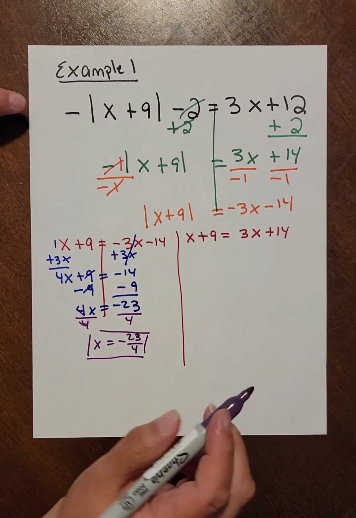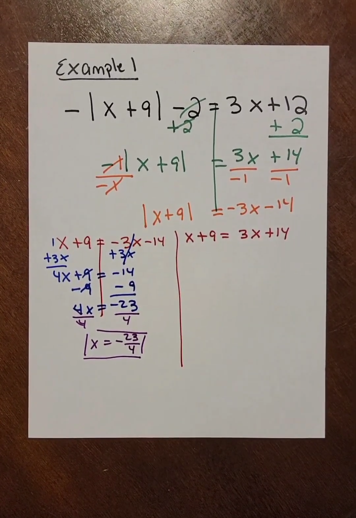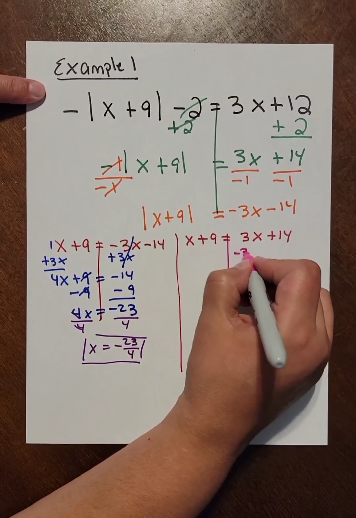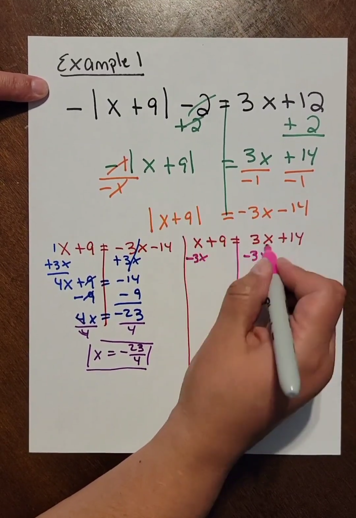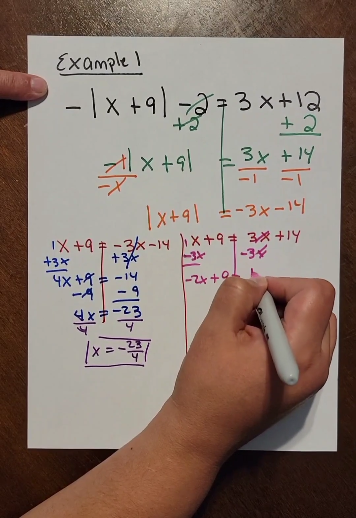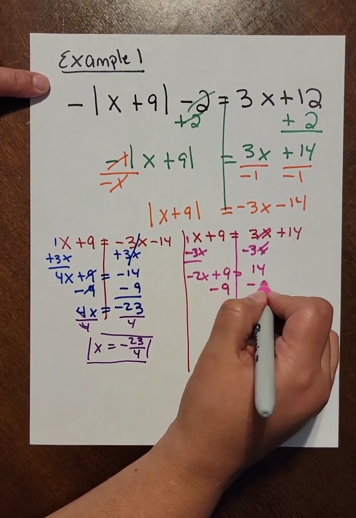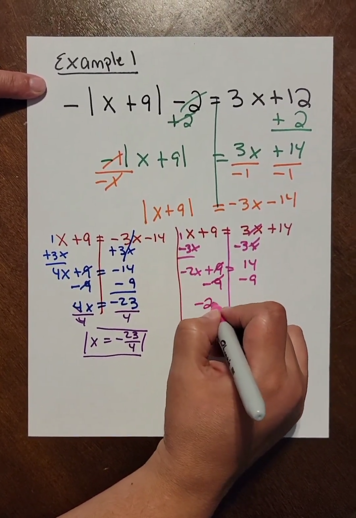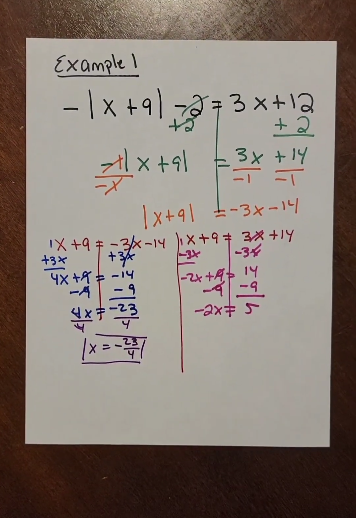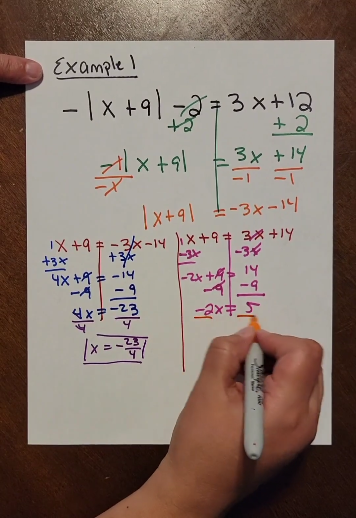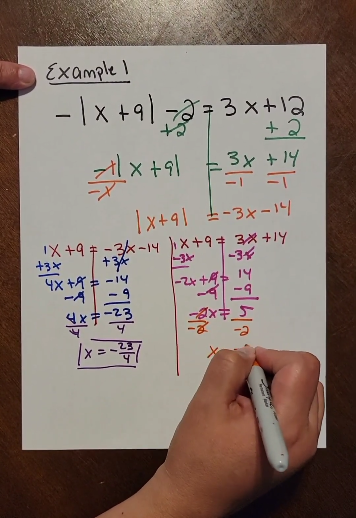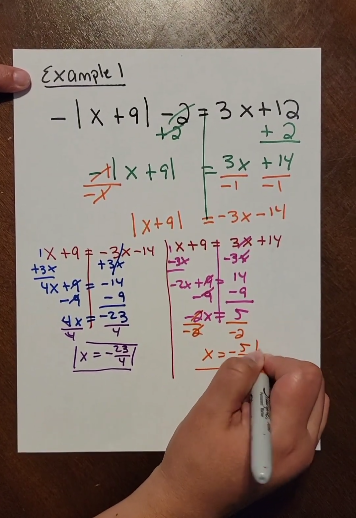I still have to check my answer, but I'm going to solve for x on the right side first. So here I'm going to subtract 3x from both sides again. So negative 2x plus 9 equals 14. I subtract 9 from both sides. Negative 2x equals 5. My last step is to divide each side by negative 2. So then x equals negative 5 over 2.